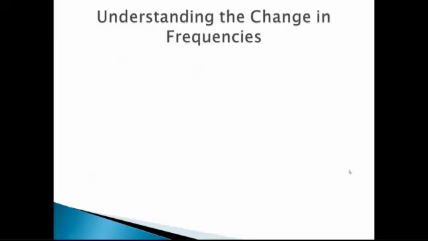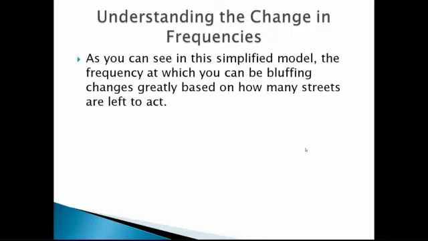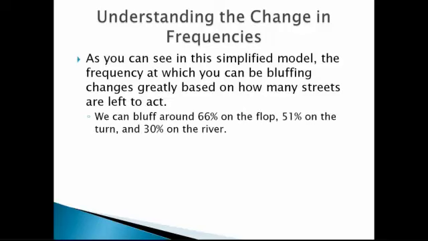Understanding the change in frequencies. As you can see in this simplified model, the frequency at which you can be bluffing changes greatly based on how many streets are left to act. We can bluff around 66% of the time on the flop, 51% on the turn, and 30% on the river.